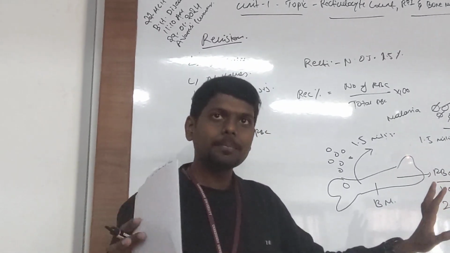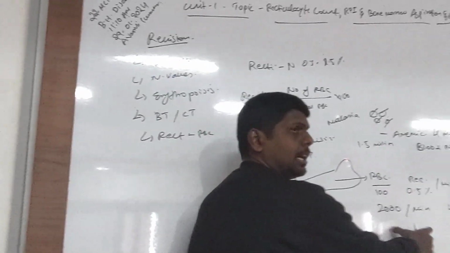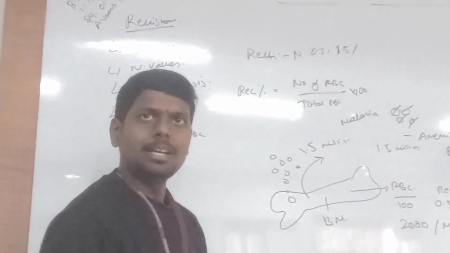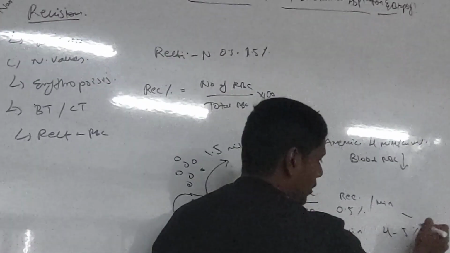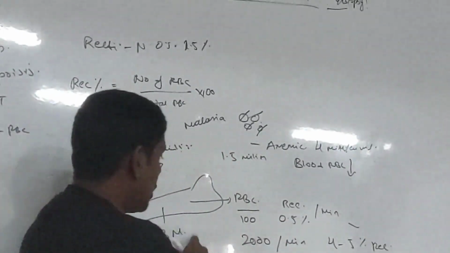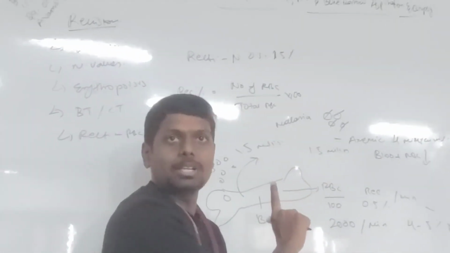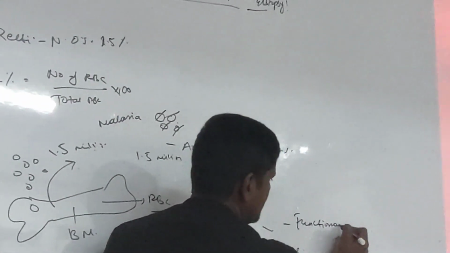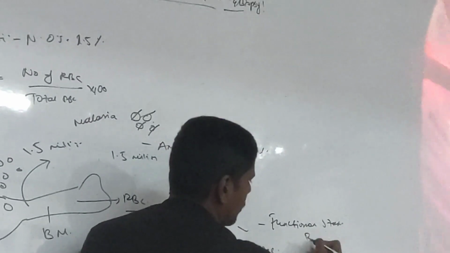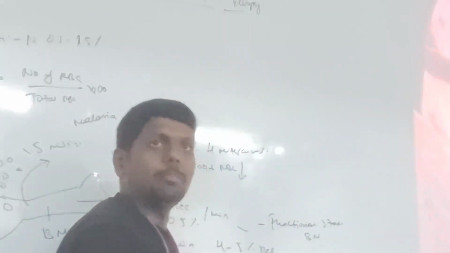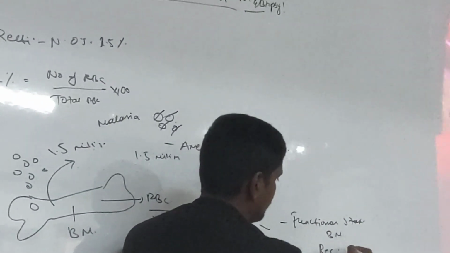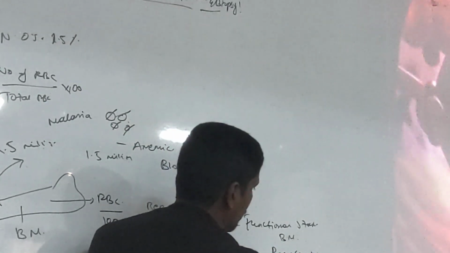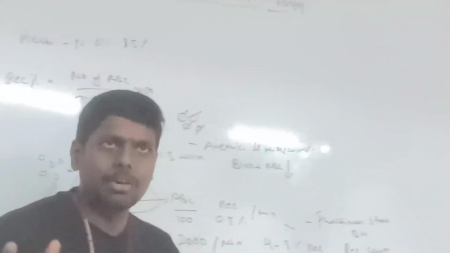Is it clear? So reticulocytes show the bone marrow response to an anemia. When we are counting the reticulocytes, it shows whether the bone marrow is responding to an anemic condition or not. So the functional status of the bone marrow can be evaluated by the reticulocyte count. And the normal reticulocyte count is 0.5 to 2.5. This is clear to everyone.